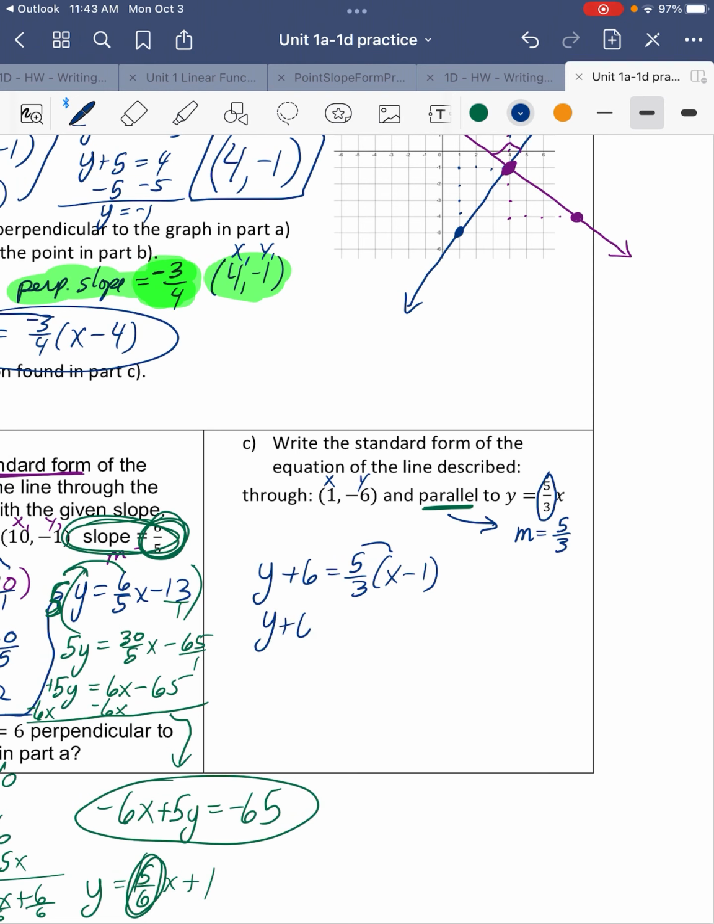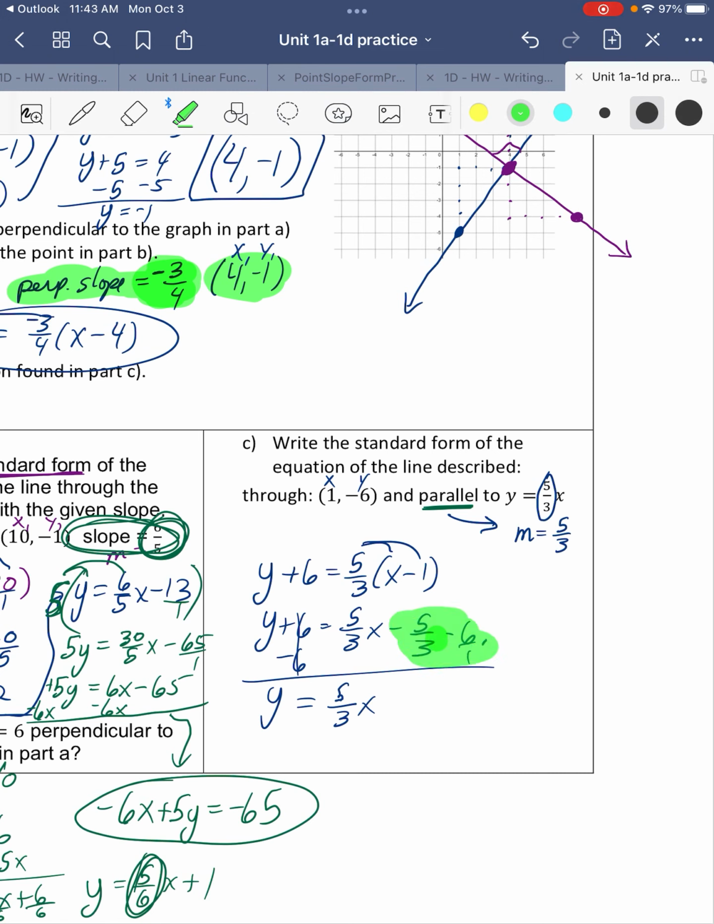We have to get to the standard form, so I'm going to multiply. Negative 5/3. I'm going to subtract 6. So I get y equals 5/3 x. I'm going to work this problem out on a separate part. So I have negative 5/3. I'm going to multiply 6 by 3/3. Negative 23/3. Right? Yeah. Okay. Well, that's a pretty weird looking y-intercept.